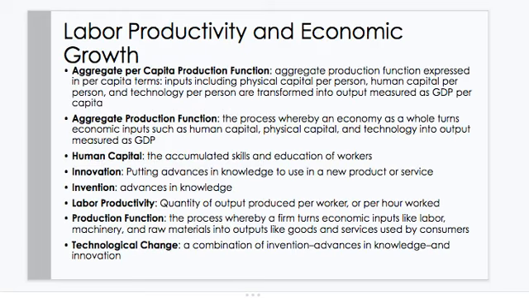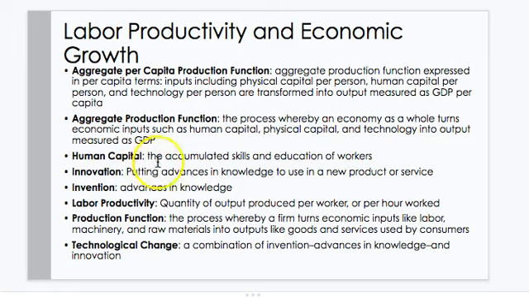Labor productivity and economic growth. Aggregate per capita production function is the aggregate production function expressed in per capita terms. It includes physical capital per person, human capital per person, and technology per person, and how they're transformed to be output measured as GDP per capita. The aggregate production function is the process whereby an economy as a whole turns economic input, such as human capital, physical capital, and technology, into output measured as GDP.